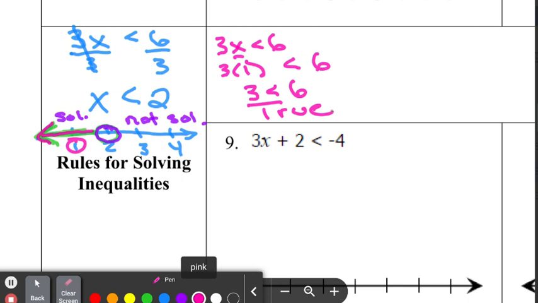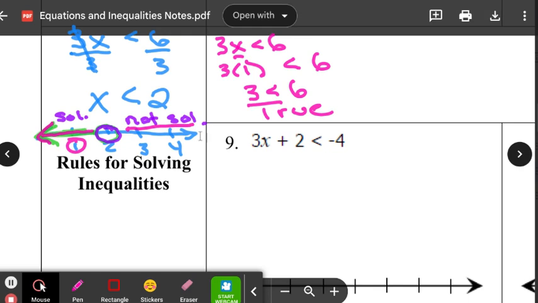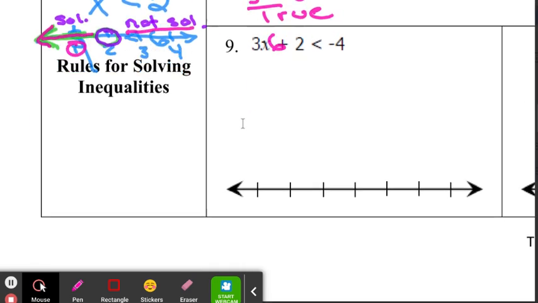Now, if I picked something on the not-solution side, when I plug it in, it would come out as false. Hopefully you remember that part from junior high, just refreshing our memory. Now, let's go over the exception to the rule. I'm going to do almost the same problem.